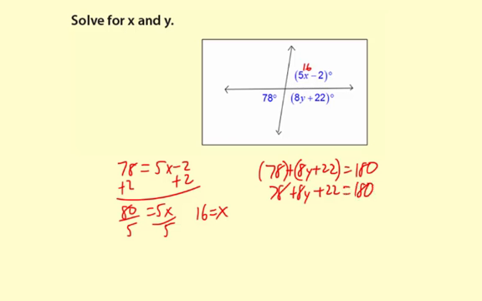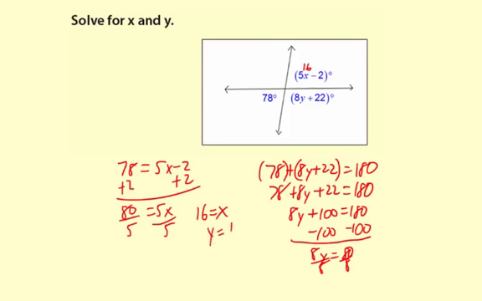So that equals 180. 78 and 22, we're going to simplify those. That makes 100 even, so it's going to be 8y plus 100 equals 180. Now subtract 100 from both sides. 8y equals 80. Divide by 8, and you're going to get y equals 10.